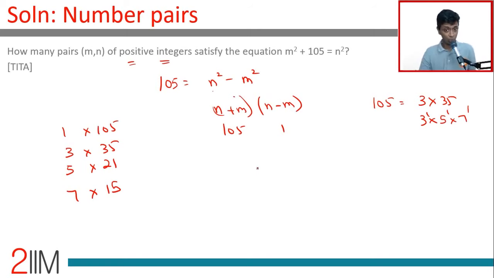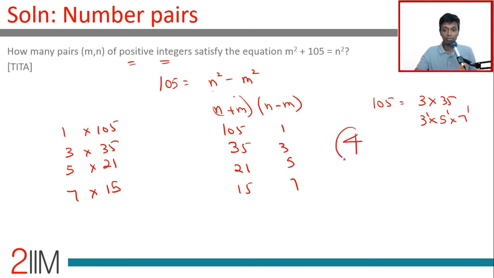So we need to worry about only 105 into 1. We don't have to worry about 1 into 105. Likewise, 35 into 3, 21 into 5, 15 into 7. 4 different combinations. Each of them will yield a pair of positive integers.